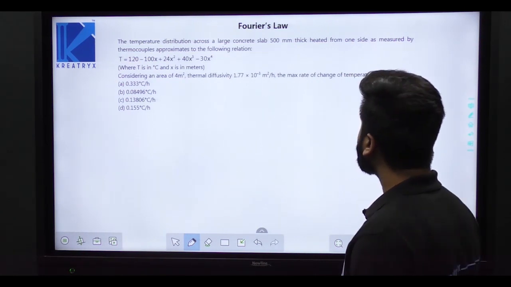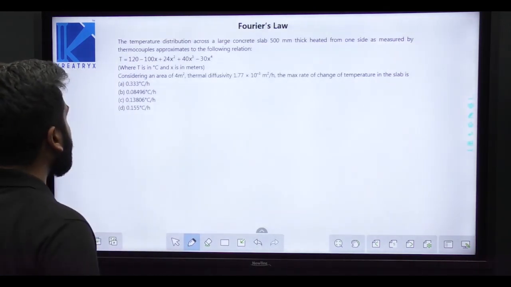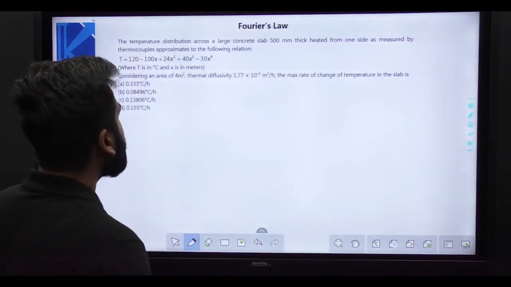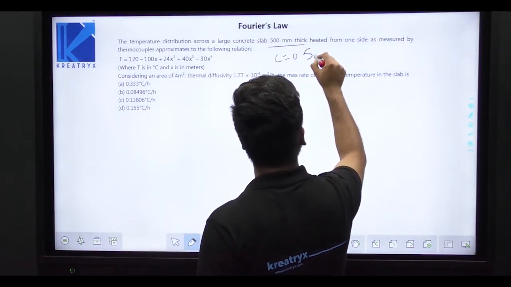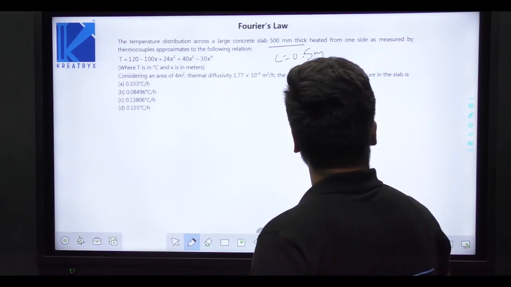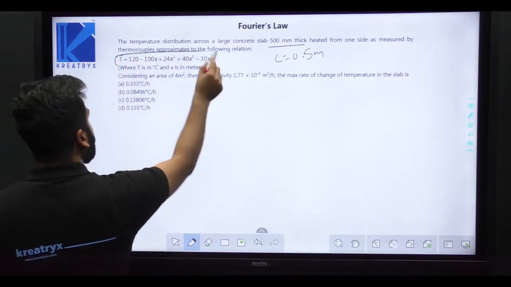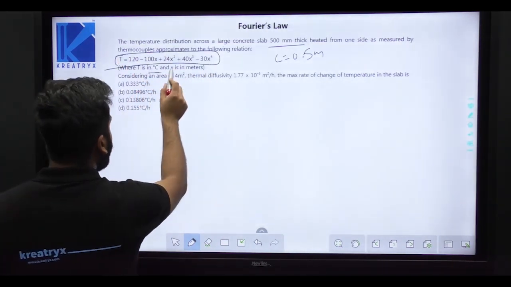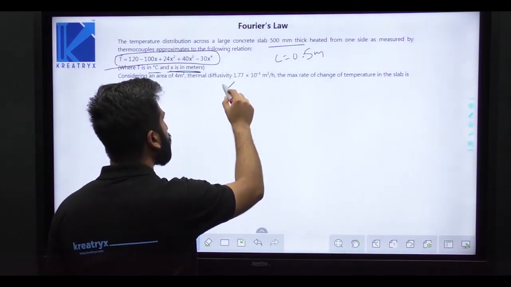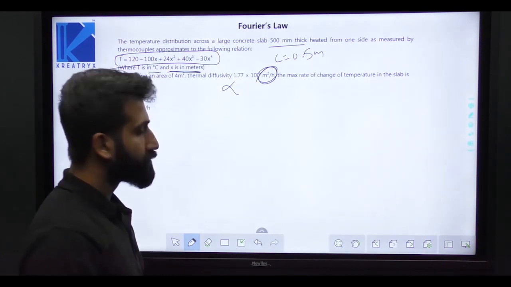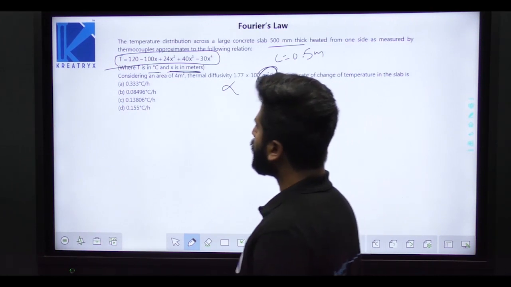The next question is from the application of Fourier's law, and the question is: the temperature distribution across a large concrete slab 500 mm thick heated from one side. This is L is equal to 0.5 meter, heated from one side, as measured by thermocouples, approximates to the following relation. So this temperature distribution is given to you now, where T is in degree Celsius and X is in meters. Considering an area of 4 meter square, thermal diffusivity is given to you in meter square per hour. The maximum rate of change of temperature in the slab is. Okay.